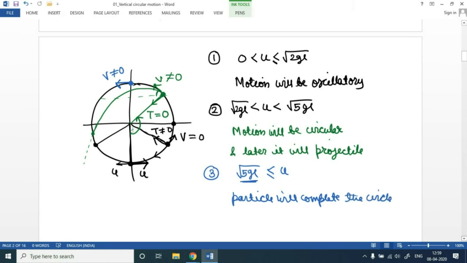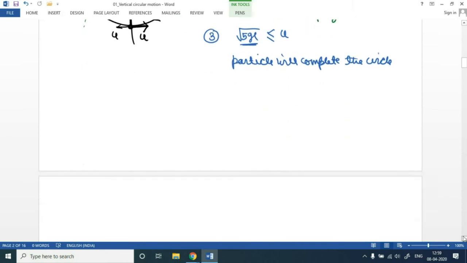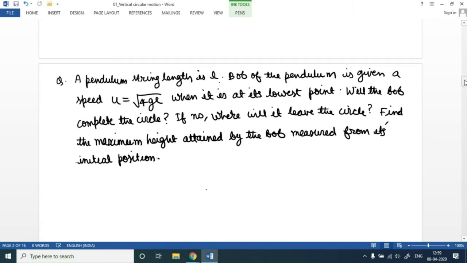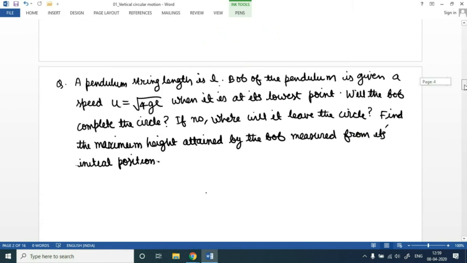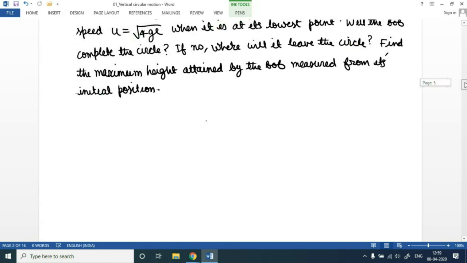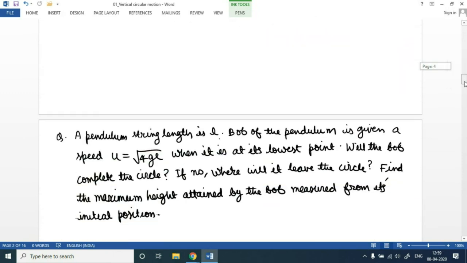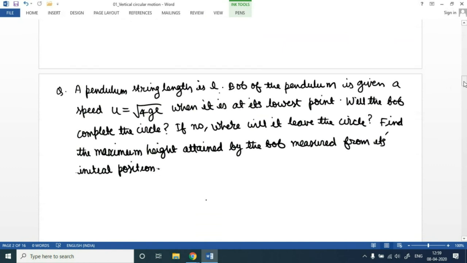Okay, so this is the situation. And now let's discuss one simple problem over here. That is very simple. And the situation is this question. This question is a pendulum.